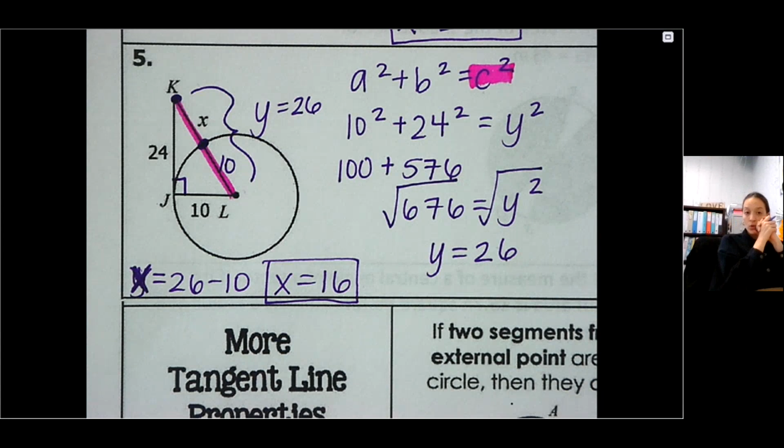Okay. Questions on any of those? We feel great with tangents. It's the easiest thing ever.